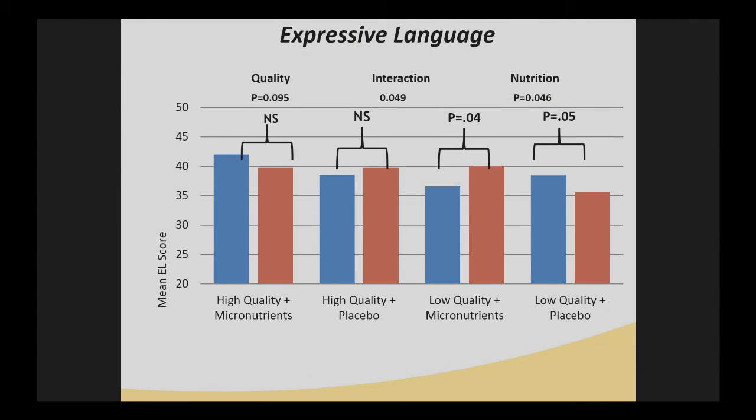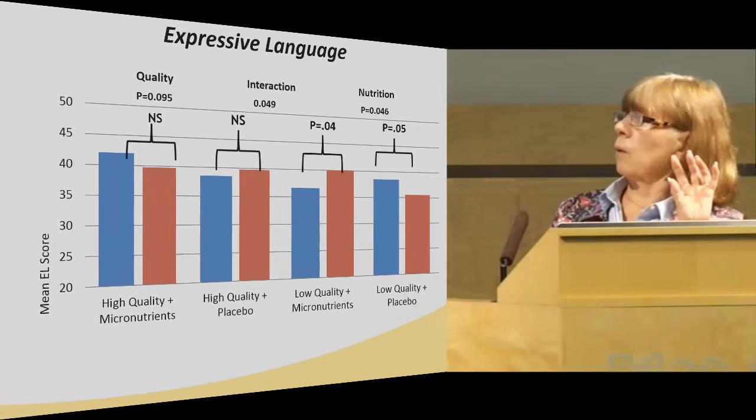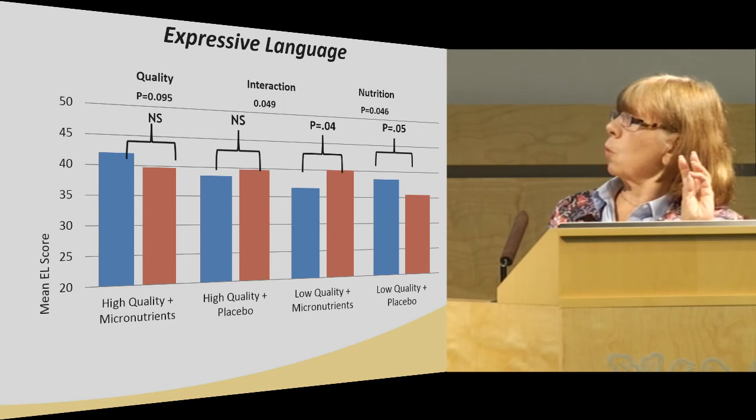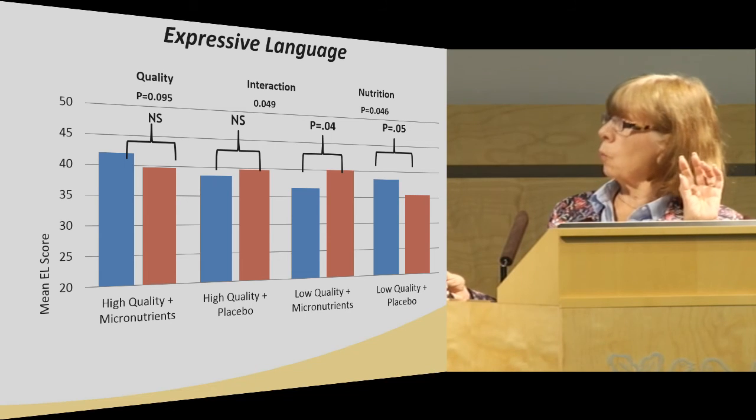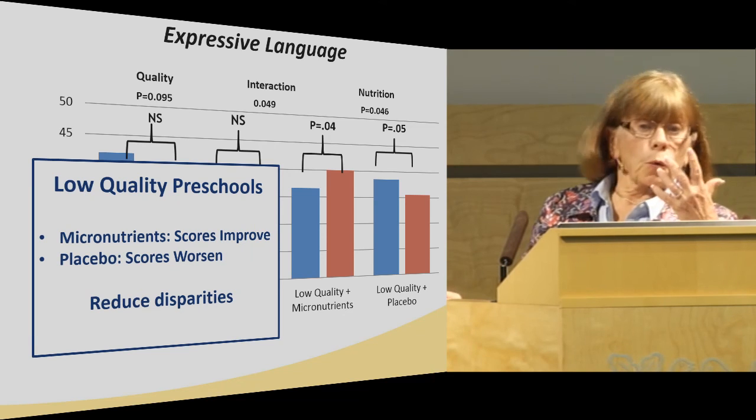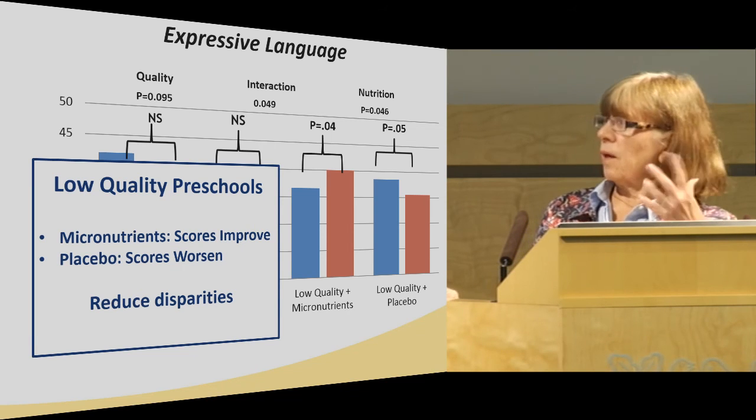When we looked at the expressive language, what we see is an interaction between the quality of the preschool and whether they got the micronutrient or the placebo. Basically, in the high quality preschool, there were no differences in their language. But in the low quality preschool, you see an increase in expressive language among those who got the micronutrients and a decrease among those who got the placebo. So there was a benefit in the low quality, but not the high quality.